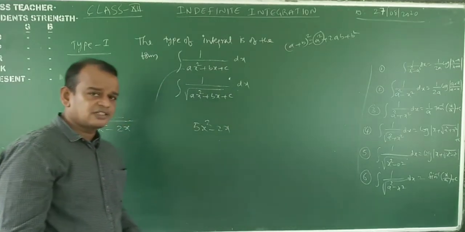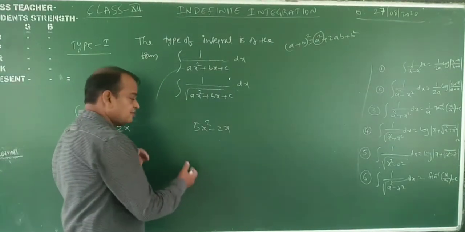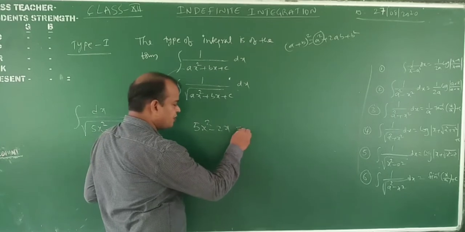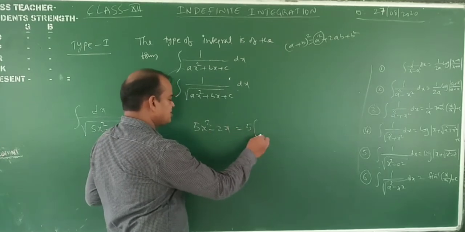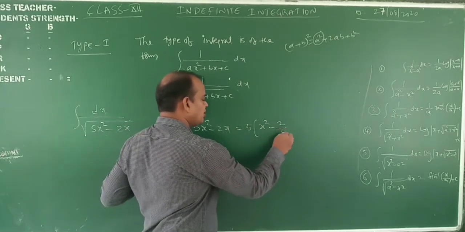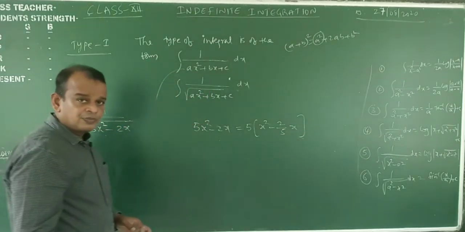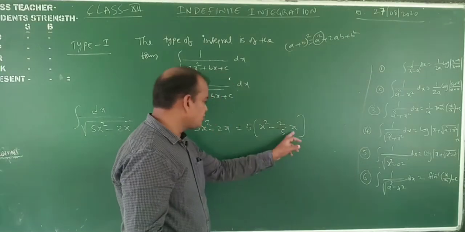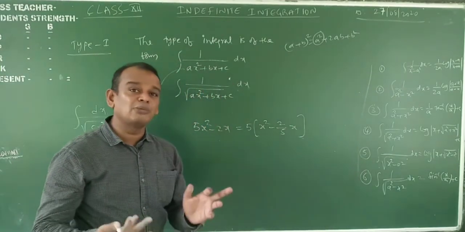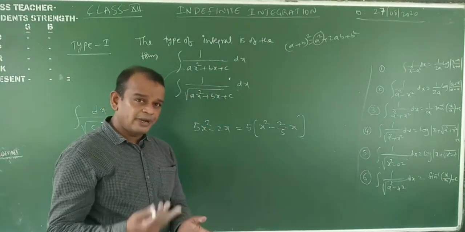What is the process? First, what is the coefficient of x square? Here 5 is there. Taking 5 common, we get x square minus 2 by 5 x, so the coefficient is 1. After that, what is the step? We will take half of the x coefficient. What is the x coefficient? 2 by 5. 2 by 5 by 2 means 1 by 5.